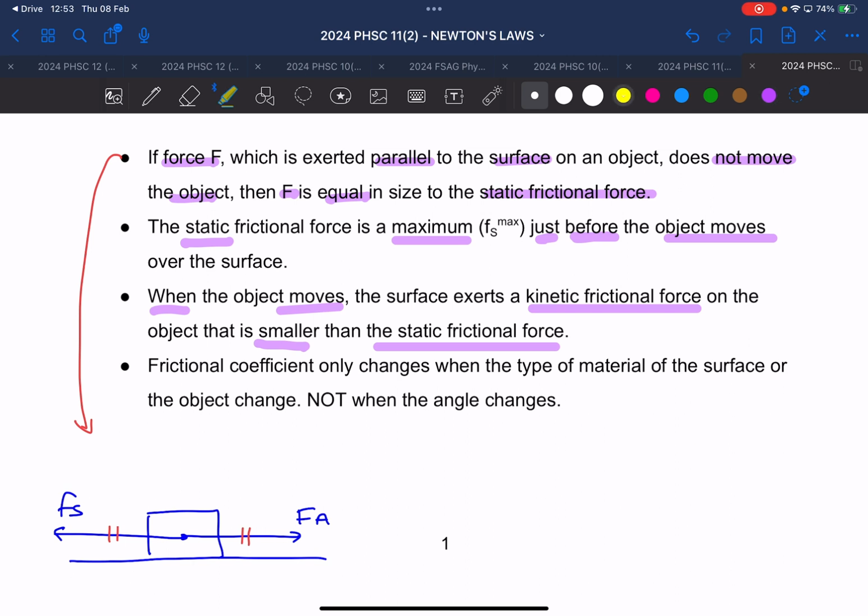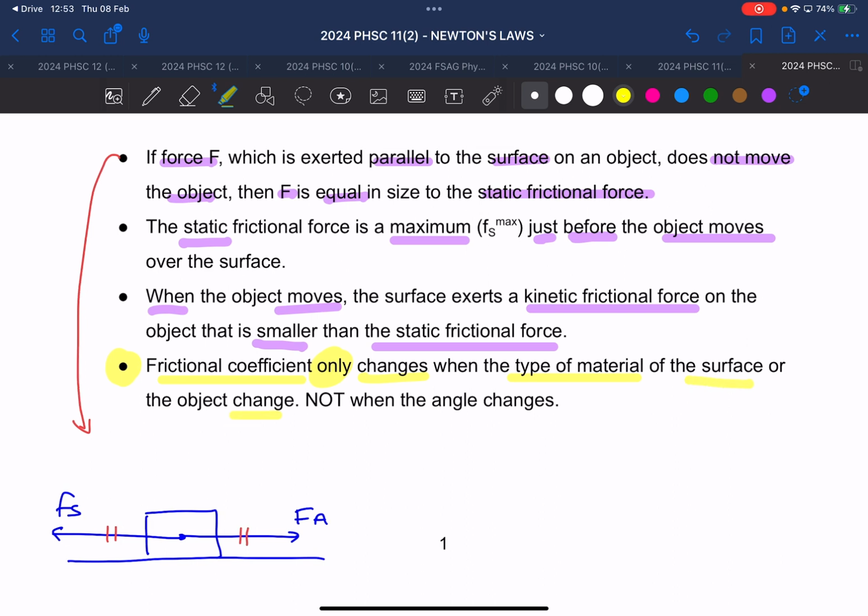Then, a very important bullet, and they love to ask this question for like a 2-mark theory question at the end of the question. The coefficient only depends on the type of material of the surface changing, not when the angle changes.